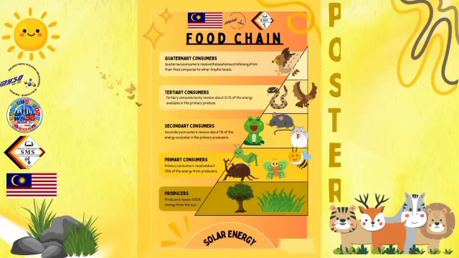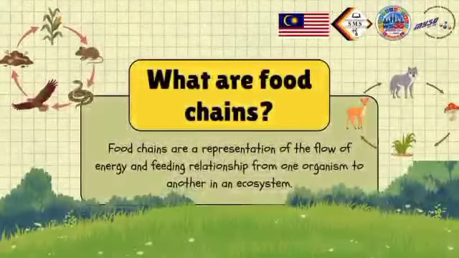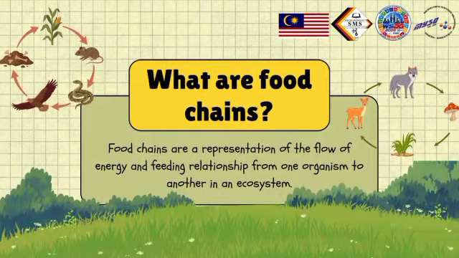So, this is our group's poster about food chains. As you can see, this poster shows the different levels in a food chain. It starts with producers at the bottom, then primary, secondary, and tertiary consumers. All the energy comes from the sun. Next, I will present what food chains are.